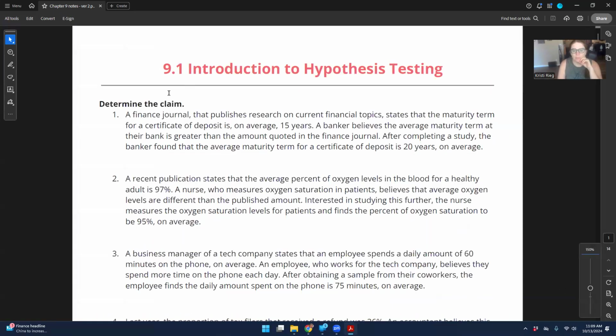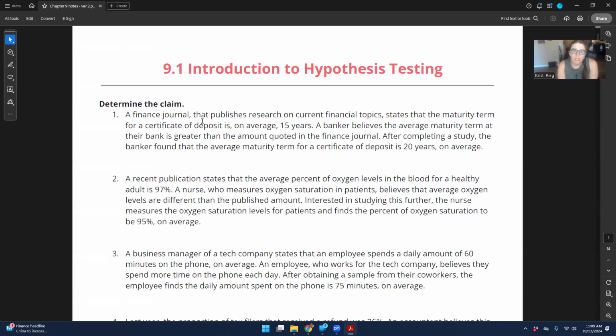Okay. So let's just read through the first example and we'll talk about what's going on. This is a finance journal that publishes research on current financial topics, states that the maturity term for a certificate of deposit is on average 15 years. A banker believes the average maturity term at their bank is greater than the amount quoted in the financial journal. After completing a study, the banker found that the average maturity term for certificate of deposit is 20 years on average. Okay, so we have a whole lot going on there.